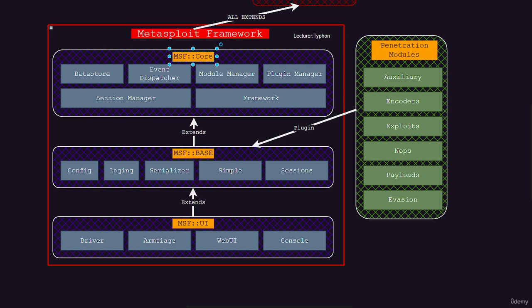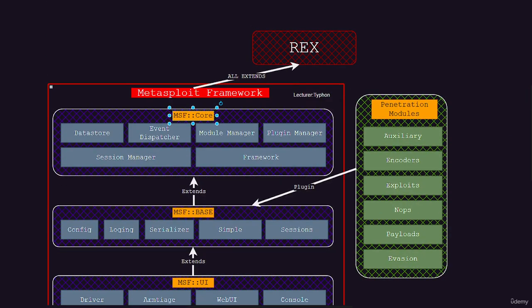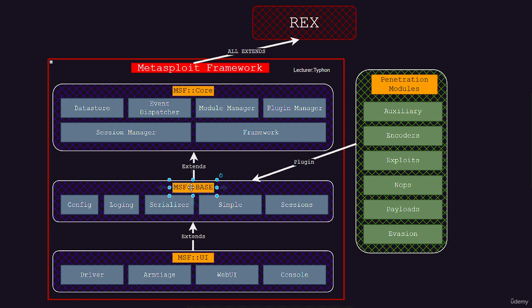And we have this base here, MSF base. It offers a user-friendly application programming interface (API) layer that acts as an interface between modules and the core of Metasploit, and it simplifies the interaction between the various components, making it easier for developers to create modules and plugins that seamlessly integrate within the framework.